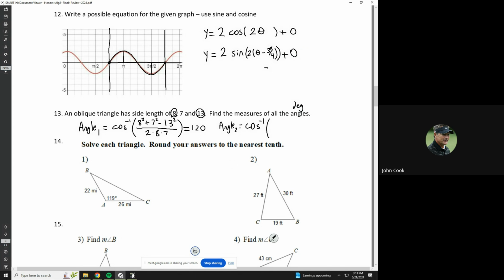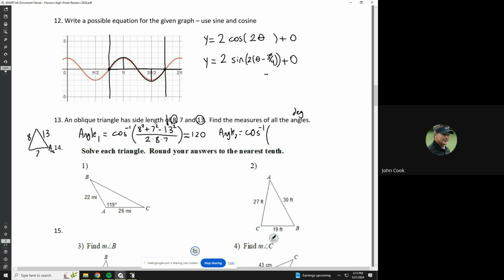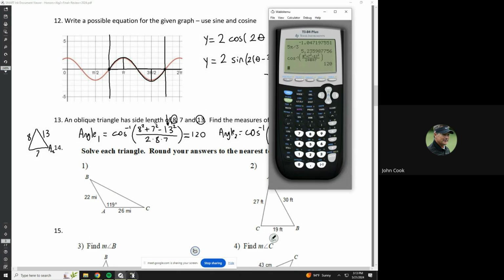But now, on the triangle, if we're looking for the angle across from 8, we'll call that angle number 2. Then the sides that are around it are now 7 and 13. So we do the exact same pattern as before, but 8 is basically going to be here. We just trade the 13 and the 8 in this example. So it becomes 13 squared plus 7 squared minus 8 squared all over 2 times 13 times 7. And then that'll give us another angle measurement. Let's see what this angle measurement is going to be.